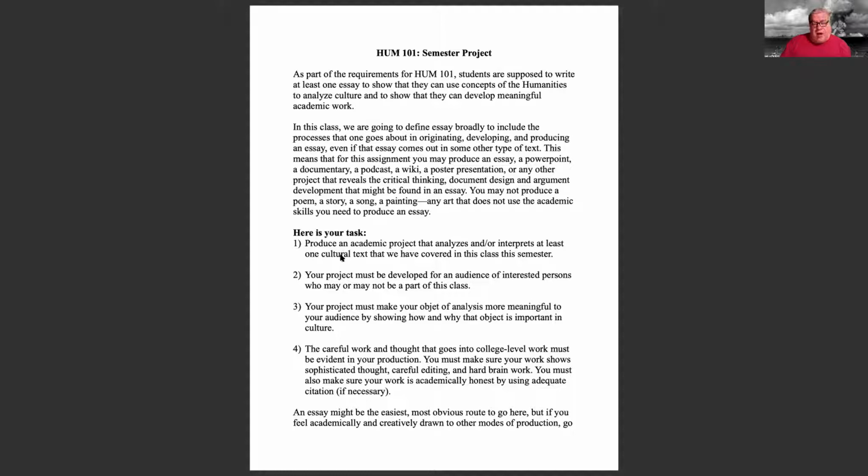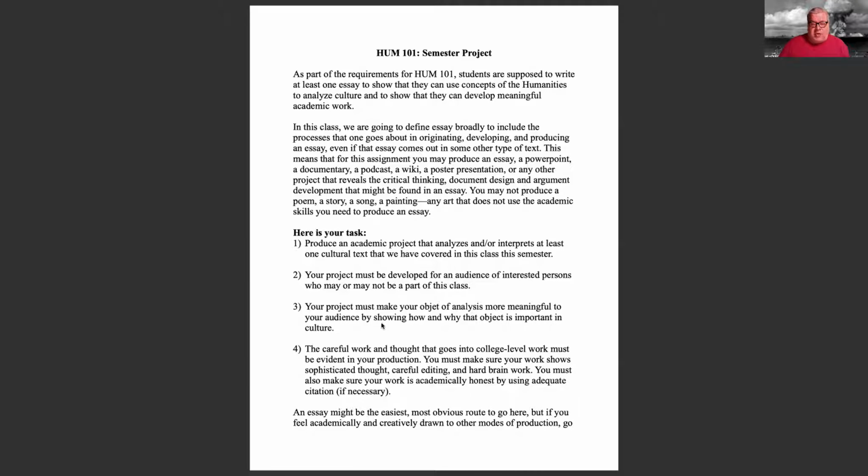So here's the task. Number 1, produce an academic project that analyzes or interprets at least one cultural text that we have covered in class this semester. Number 2, your project must be developed for an audience of interested persons who may or may not be a part of the class, which means you've got to pay attention to how you're presenting this text because they may or may not have read, let's say, the Melian dialogue, or they may not have read the Noah story from the Quran.